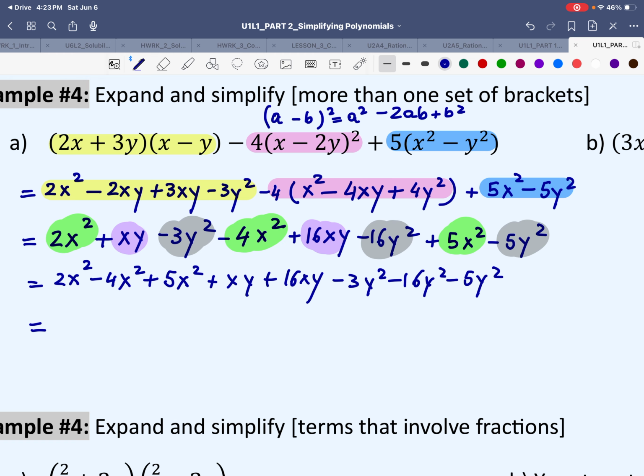We are on our last step. So we have 2x squared minus 4x squared plus 5x squared. We have 3x to the power of 2. And we have 1xy and 16xy, so that would be 17xy. And lastly, negative 3 minus 16 minus 5, so that will make negative 24y squared. And this would be our final answer.